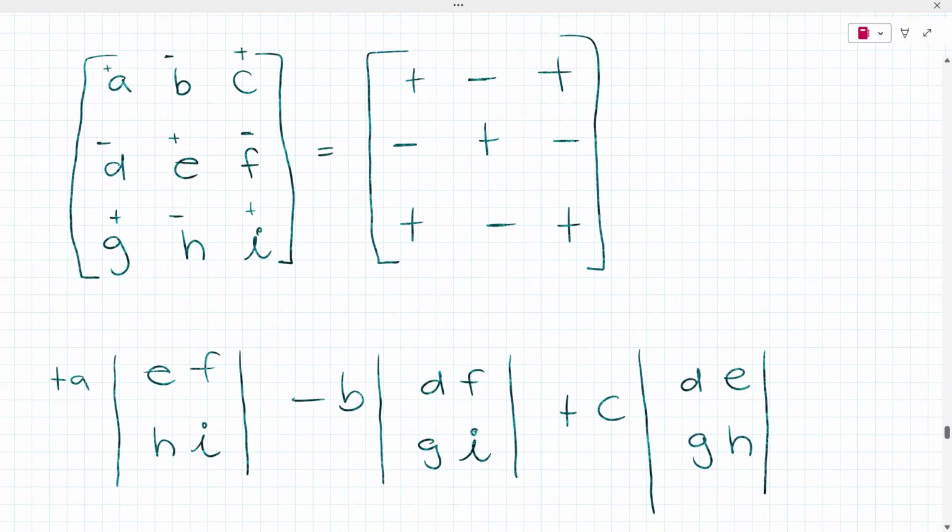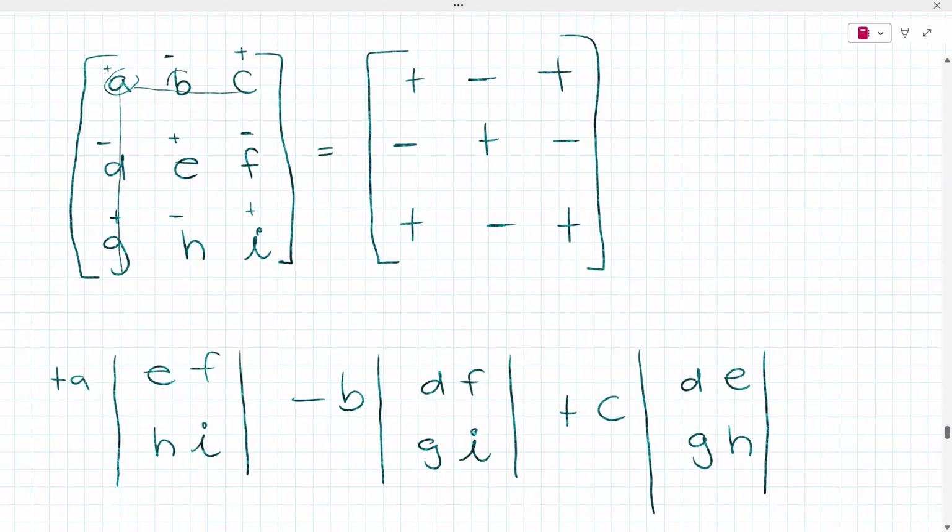What you do is, whatever this number is, it's going to be a positive coefficient. Visually, you're going to remove the row and the column that has this letter A. So imagine getting rid of this row, put a straight line here, and then get rid of this column right here. Now you're left with the numbers E, F, H, I. And then it's going to be a negative B.